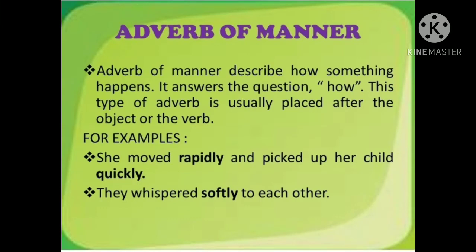Moving to the first kind of adverb, adverb of manner, it describes how something happens. It answers the question how. This type of adverb is usually placed after the object of the verb. Example, she moved rapidly and picked up her child quickly. Here the words rapidly and quickly are adverbs. Second example, they whispered softly to each other. Here it's telling how they whispered, so the word softly is an adverb of manner.